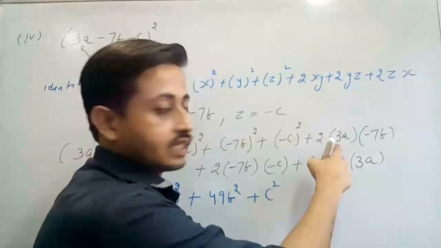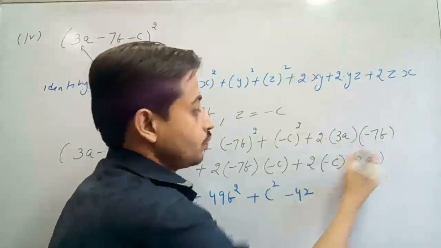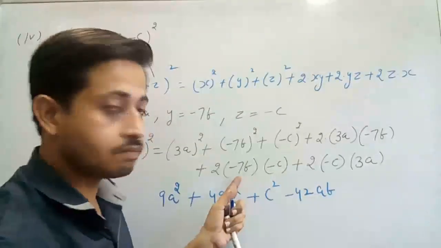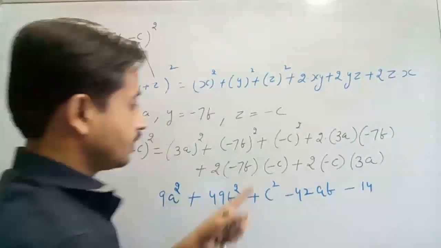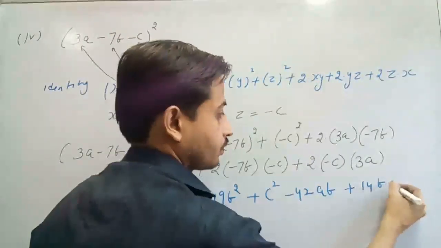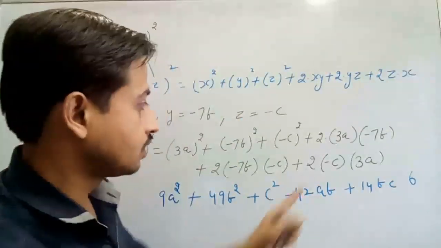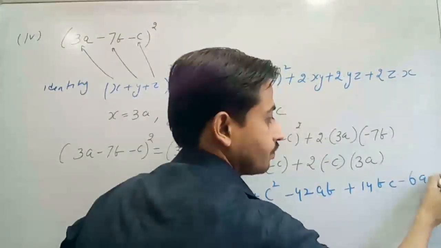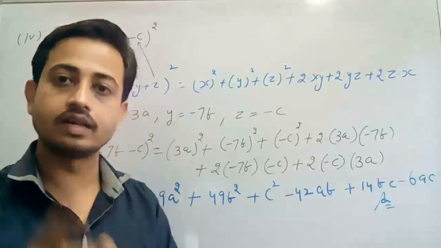2 into 3, 6. 6 into minus 7, minus 42. A into b, ab. 2 into minus 7, minus 14. Minus 14 and b into minus c, minus bc. So it becomes plus bc. 2 into 3, 6. A into minus c, minus ac. So it becomes minus 6 ac. This is the answer. So please make a note.